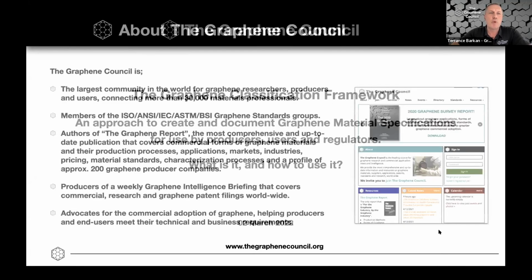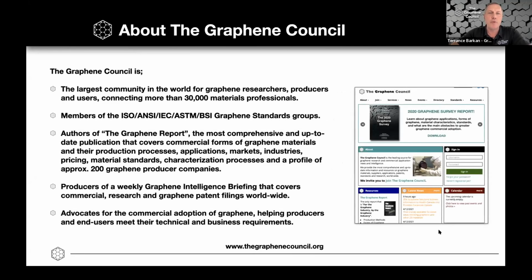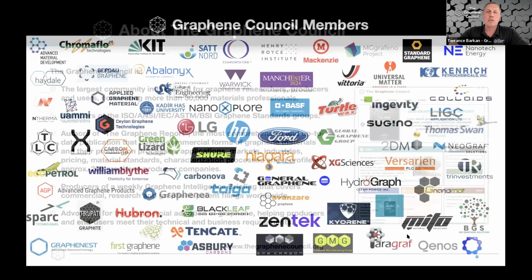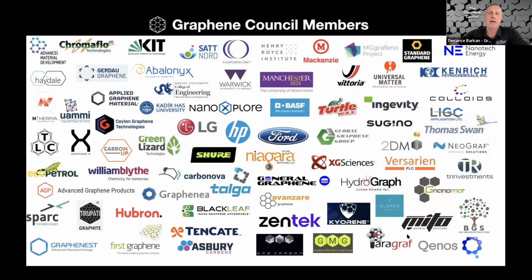And so just briefly to talk about the Graphene Council, if you don't already know who we are, we connect about 30,000 material scientists worldwide, 1/3 in academia, and 2/3 of them are commercial. And there are a lot of other things that we do, including working on standards, which is the focus of today's presentation. This is a list of some of the members that we have in the Graphene Council. And just like NIA, we represent research institutions, graphene producers, and end users globally.